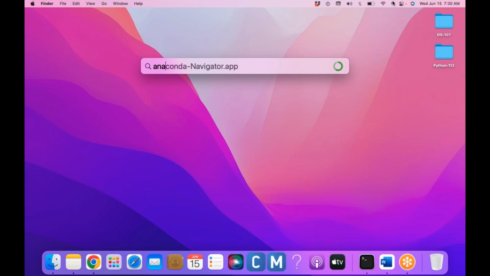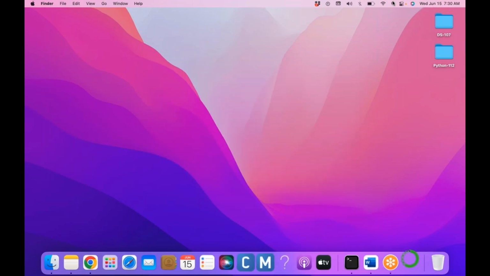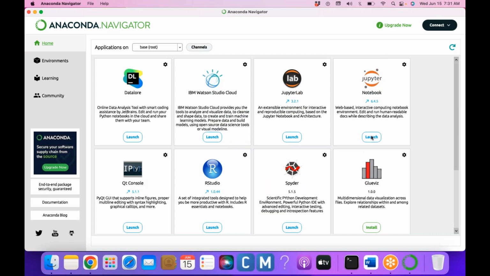Go to your Anaconda Navigator. Launch the Jupyter notebook.